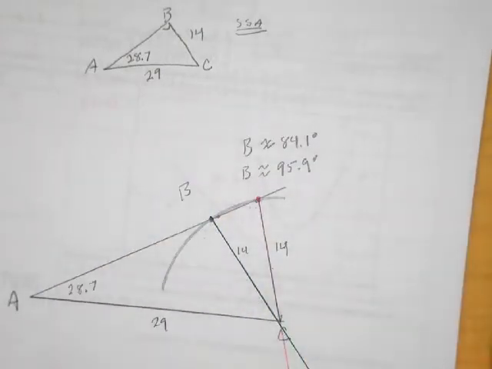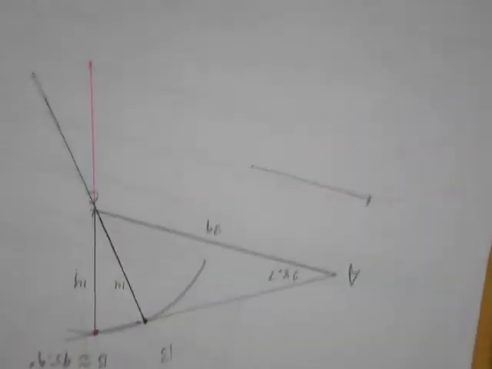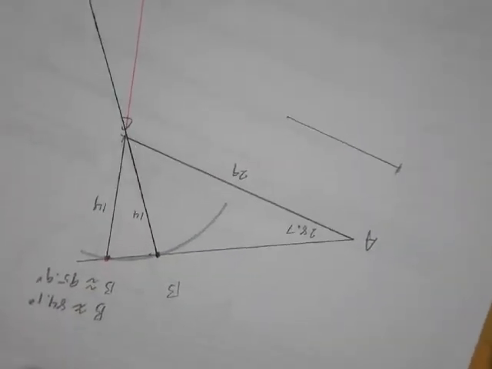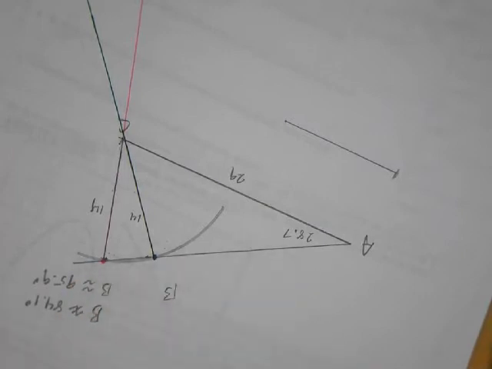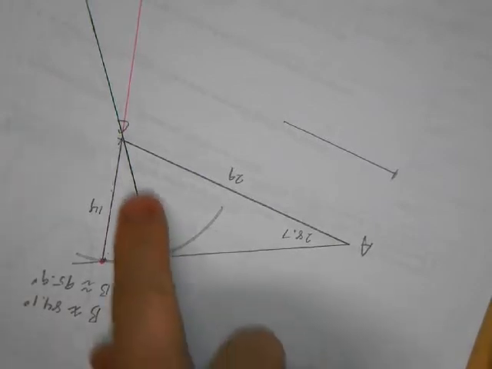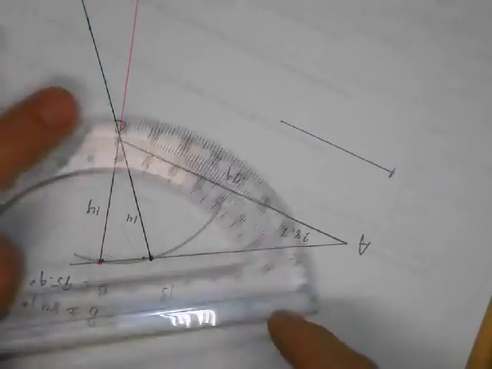Here we go. I just want to turn my paper around so it's easier to see what I'm measuring. Okay, we're measuring from these two angles. Both of these could be point B. If I measure from this one here, this looks to be the 95-degree angle that the law of cosines was giving us.